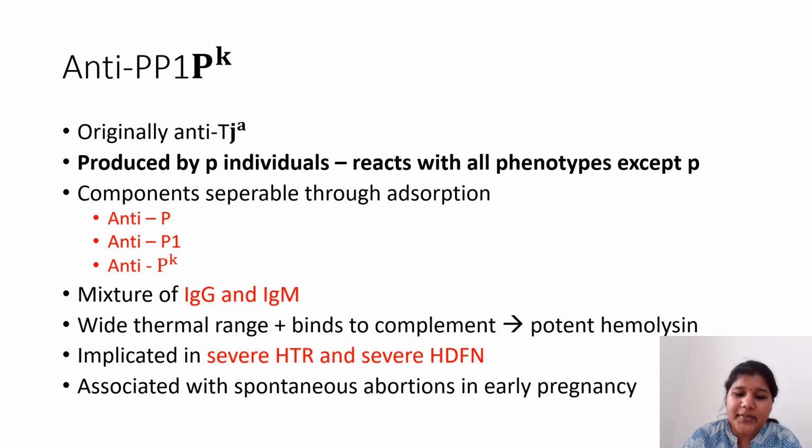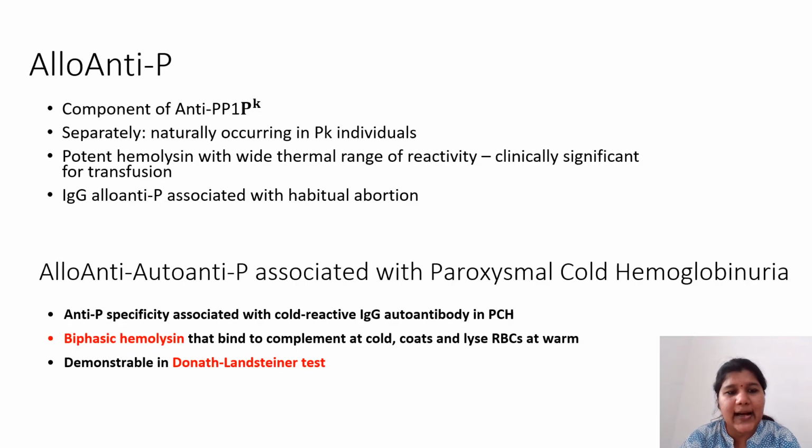It is also associated with spontaneous abortions in early pregnancy. Coming to an allo antibody anti-P, it is a component of the anti-PP1-PK. It is a naturally occurring antibody, potent hemolysin with a wide thermal range, therefore very significant clinically. There is another entity called autoantibody anti-P, which is associated with paroxysmal cold hemoglobinuria.